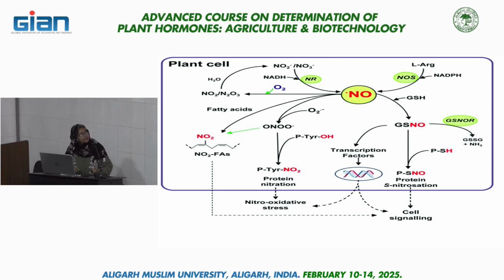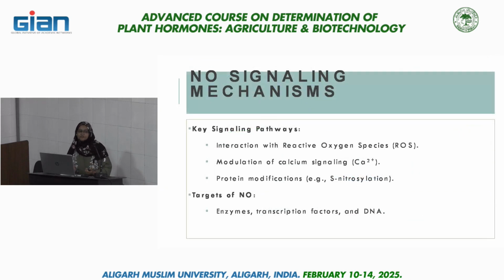So how is this signaling taking place? NO, as I have discussed earlier, is a very diffusible and reactive molecule. So it can diffuse freely across the cell membrane and interact with various cellular targets including proteins, causing post-translational modifications like S-nitrosylation, which alters the protein functions and triggers the downstream signaling pathways. So this reaction, S-nitrosylation, is very important, and it triggers most of the signaling processes by the NO.